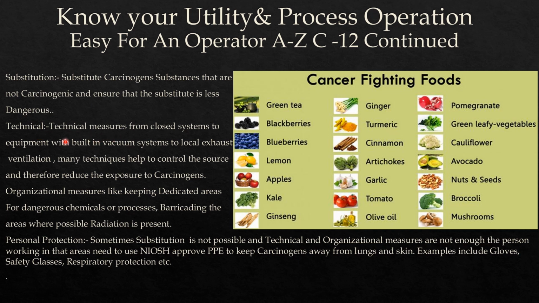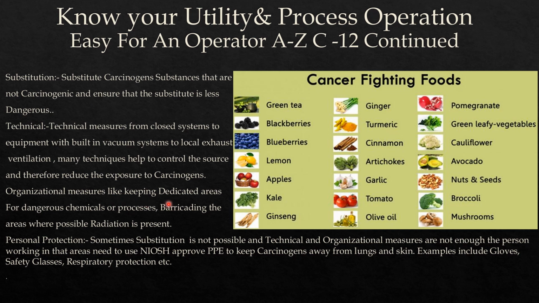Then comes the technical measure. Technical measures range from closed systems to equipment with built-in vacuum systems to local exhaust ventilation. Many techniques help to control the source and therefore reduce exposure to carcinogens. So for technical measures, if any dust or carcinogen chemical vapors are coming, proper ventilation is to be given and it is to be exhausted through a vacuum system to avoid the exposure in the working area of the person who is working with the dangerous chemical.